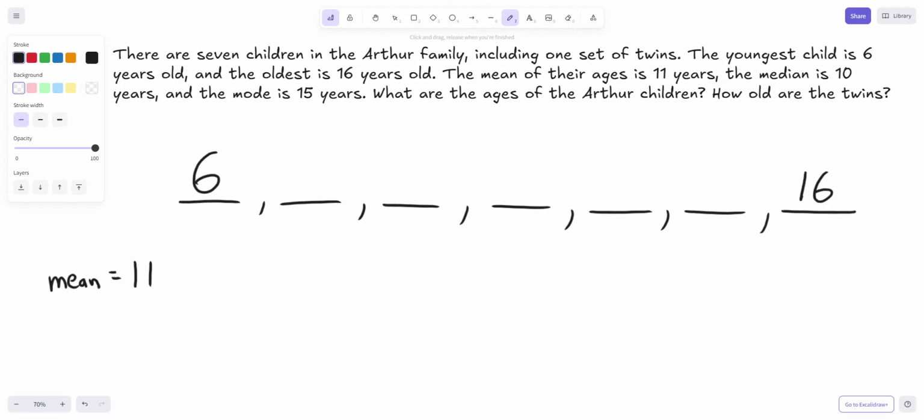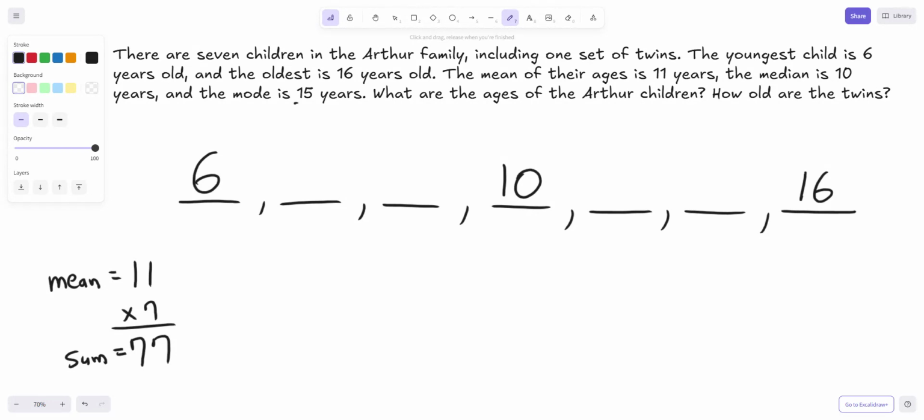And there's how many? 7 kids? That means if I multiply the mean by the number of kids, 7, I get 77. 77 is the sum of all their ages. The median is 10. Okay, so out of 7, the middle number is the 4th number, and that's 10. And the mode is 15.